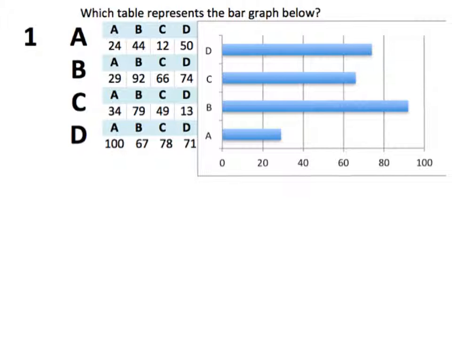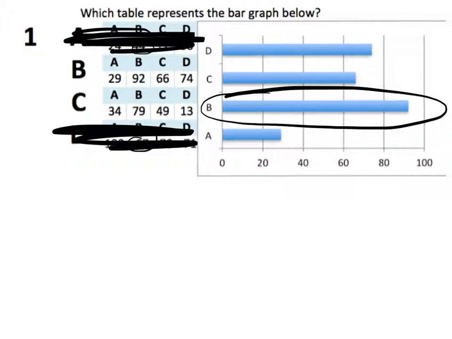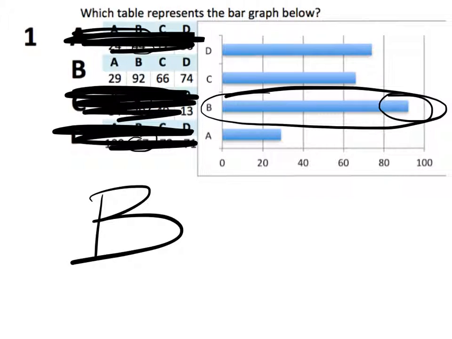Notice that one way to do it is you could pick out this bar. And that bar is over 80. It looks like it's almost 90. So look at the B values over here. You have a 44, a 67. It cannot be either of those. So that's out. So you're down between 79 and 92. Well, this clearly goes over 80, so it cannot be that one. Therefore, the answer is B.